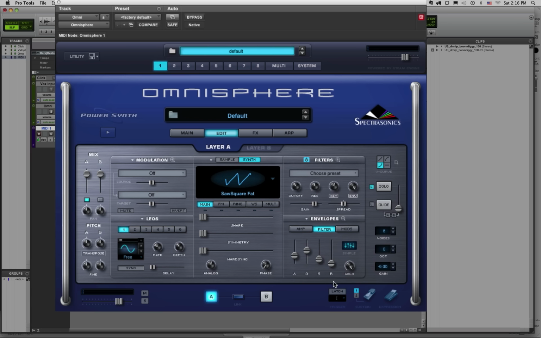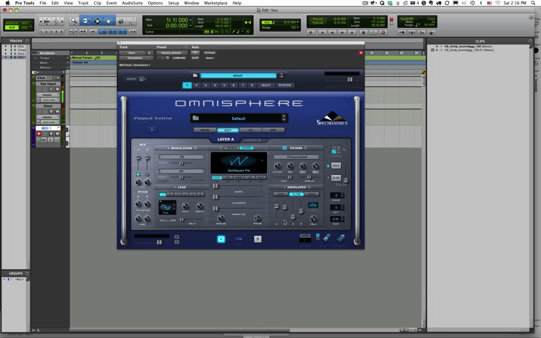If I just get rid of the release, it'll immediately go to that final release sound because it releases so rapidly. So filters can also have envelopes applied to them, just like volume can have envelopes applied to them.